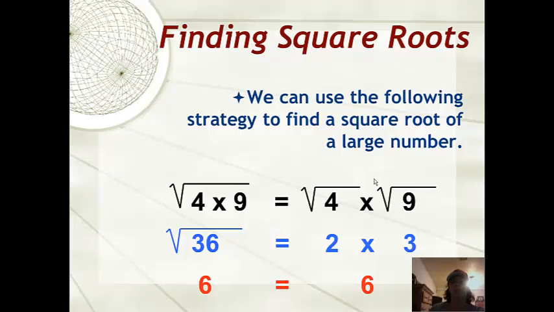Now let's look at another way to find a square root. We can use the following strategy to find a square root of a large number. I'm going to use 36 because it's not quite that big, so we'll start small. If we take 36 and factor it, which is 4 times 9, because 4 times 9 equals 36, we separate them into their own square roots. We find the square root of those two. The square root of 4 is 2, times the square root of 9, which is 3. And then you do 2 times 3, which is 6. So the square root of 36 is 6.